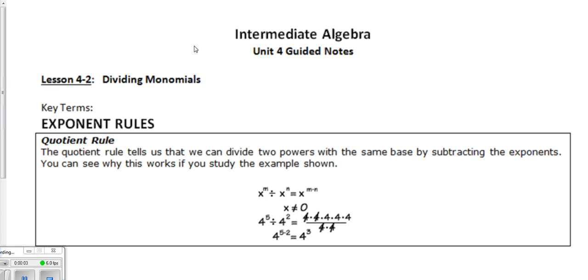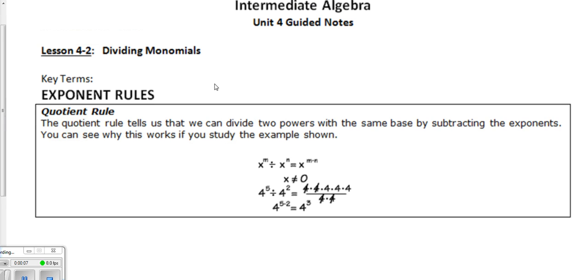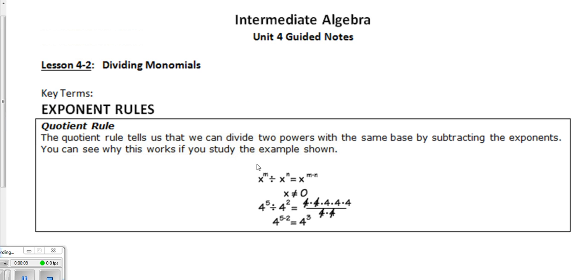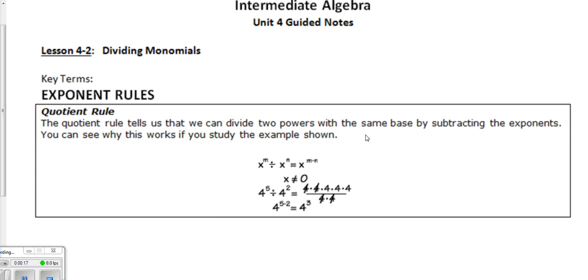All right, section 2 is all about dividing monomials. So we have a couple exponent rules that we want to look at while we're discussing dividing our monomials. The quotient rule tells us that we can divide two powers with the same base by subtracting the exponents. So x to the m power divided by x to the n power equals x to the power of m minus n. And this is only true as long as x does not equal 0. That's an important fact about that.